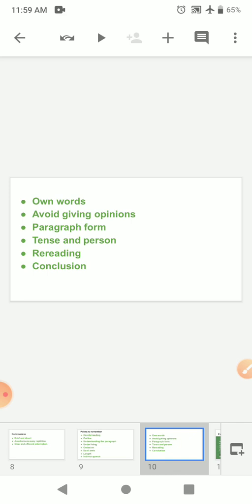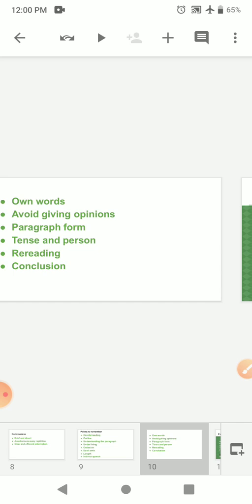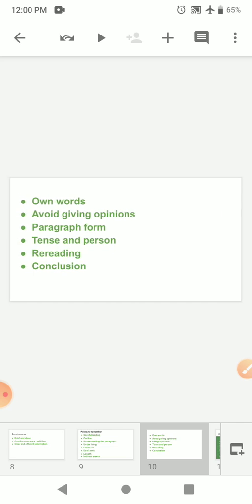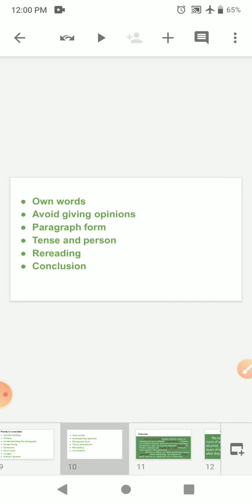And then you will write it in paragraph form. There may be one or more paragraphs in the original passage, but your précis should be in one and only one paragraph. And then we have tense and person. A précis should be written in past tense, but in the case of universal truth, present tense should be used, because for universal truth we use present tense. And then we have rereading. Try to read it again and again, see if you are writing correctly.